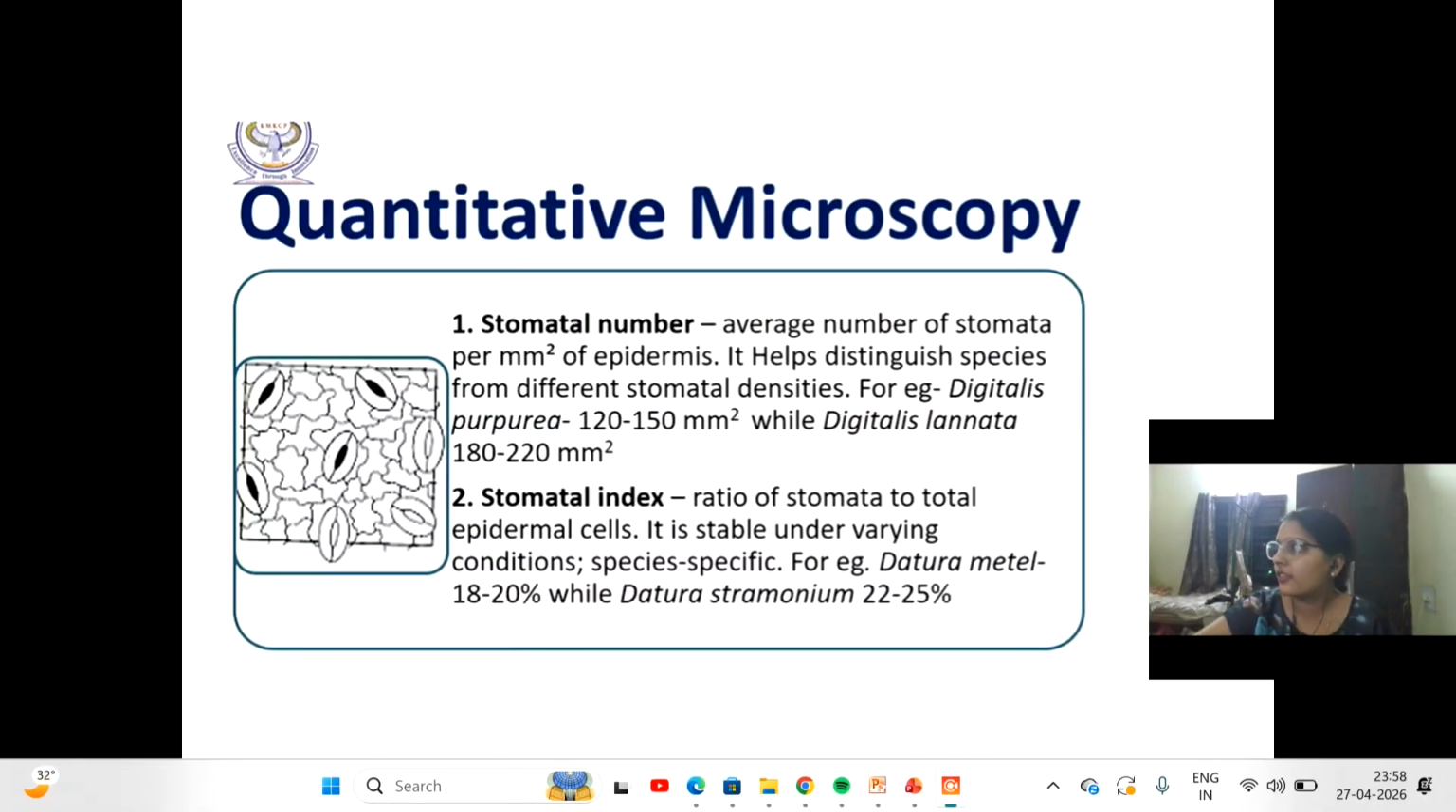Now, the qualitative microscopy. So we can see the stomatal number, stomatal index.